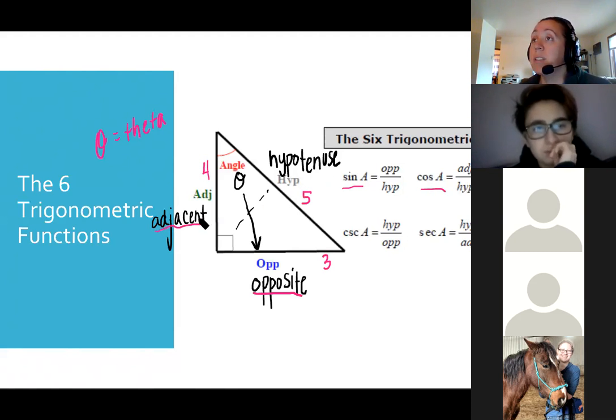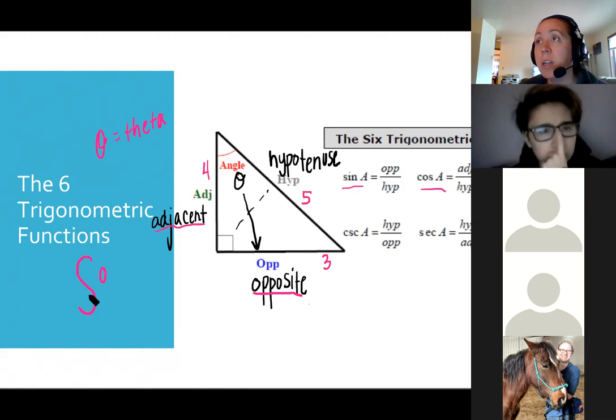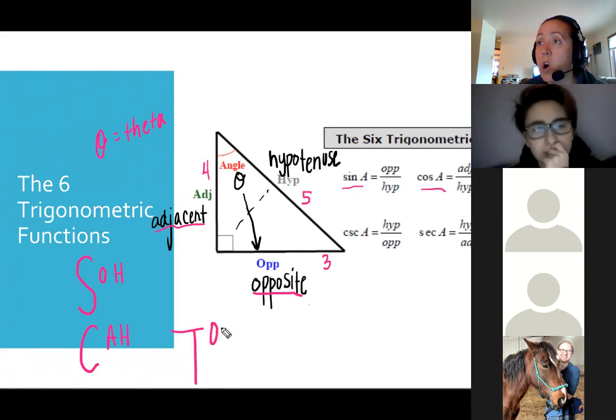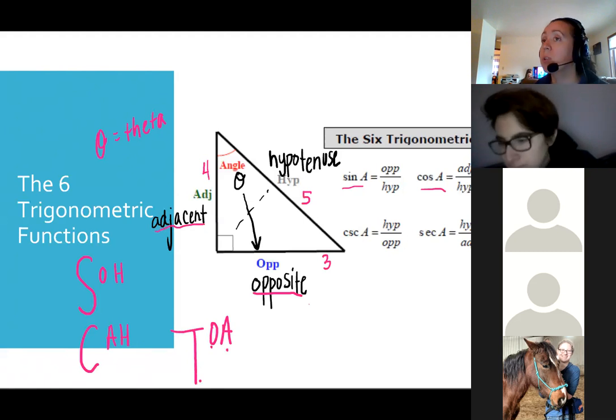Cosine is your adjacent side over the hypotenuse. So for our 3, 4, 5 triangle, our cosine would be 4 over 5. And then tangent is the opposite over adjacent. There's a neat little saying to help you remember that. It's SOHCAHTOA. Sine is opposite over hypotenuse. Cosine is adjacent over hypotenuse. And TOA is tangent is opposite over adjacent. I write that on top of every single math trig assignment, because it helps remember the ratios.